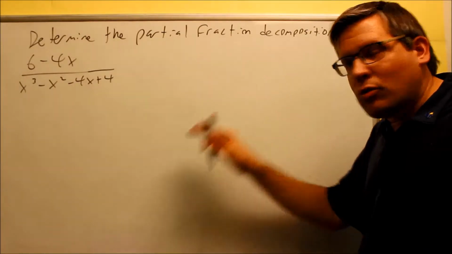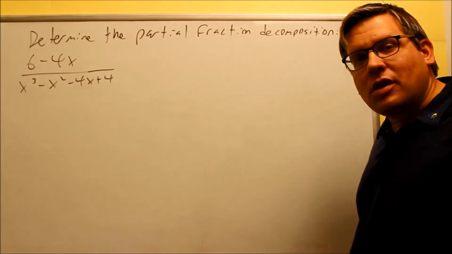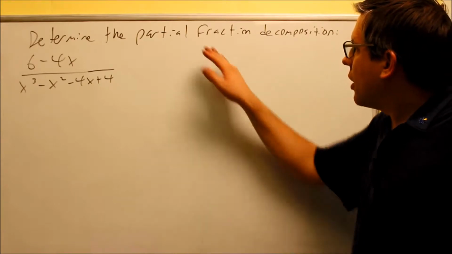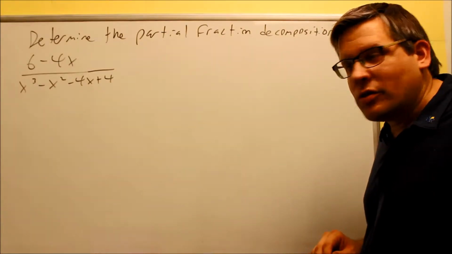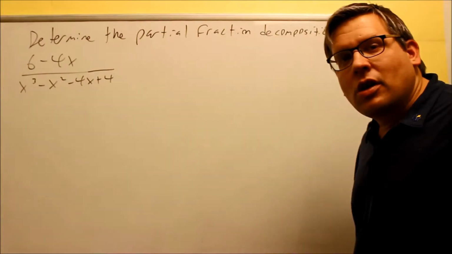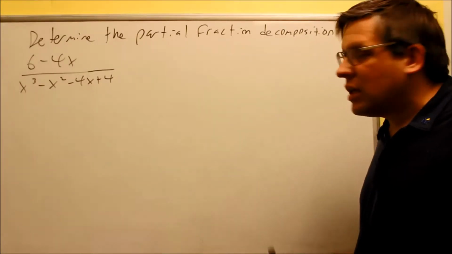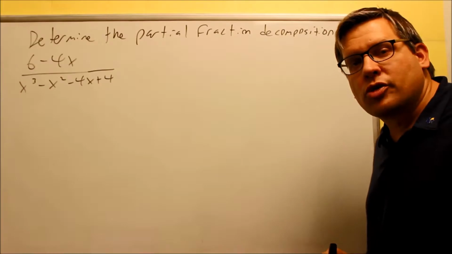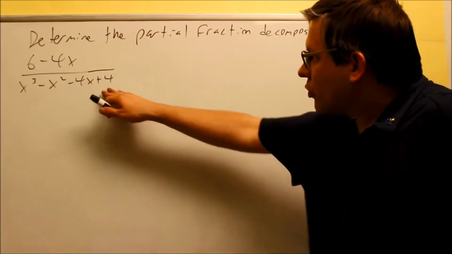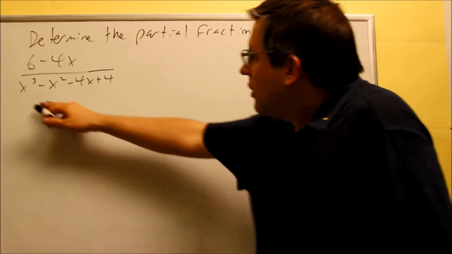Okay, for our next example, what we notice first is that the bottom is not factored. Whenever you do partial fraction decomposition, it's important that you always factor the bottom one first. The reason why is because if you don't factor it, you're not going to know how to set it up with the three rules that we talked about previously. So we're going to factor this one to begin with.